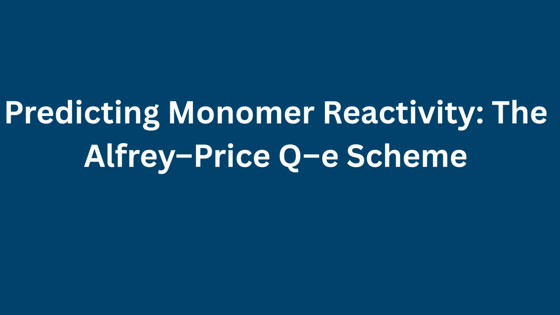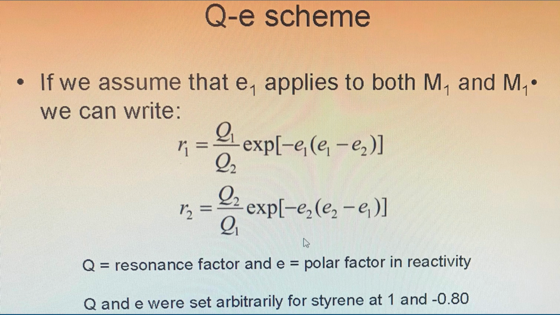Predicting monomer reactivity. The Alfrey-Price Q-E scheme. Although reactivity ratios are generally measured experimentally, they can also be estimated using the Alfrey-Price Q-E scheme, one of the earliest quantitative structure-reactivity relationships in polymer chemistry. In this model, each vinyl monomer is characterized by two empirical parameters.